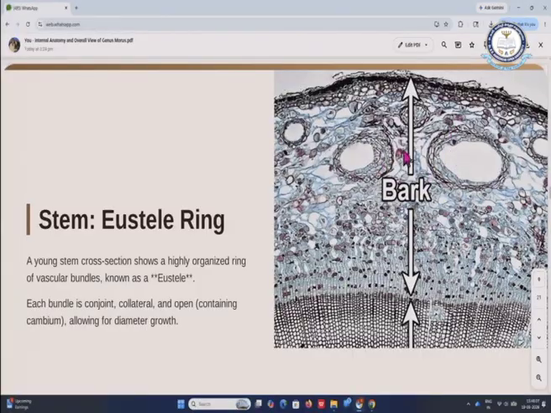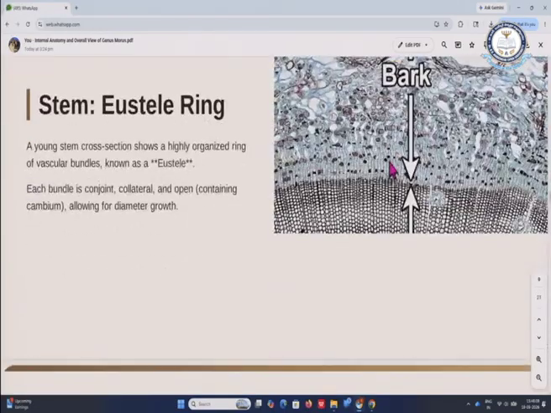That means it contains an open cambium, and this type of condition allows for diameter growth, not the apical or lengthwise growth. This eustele ring will be helpful for the diameter growth.